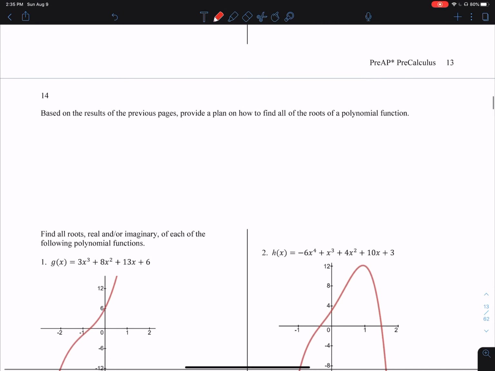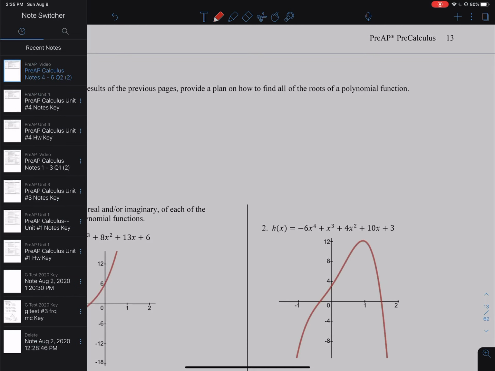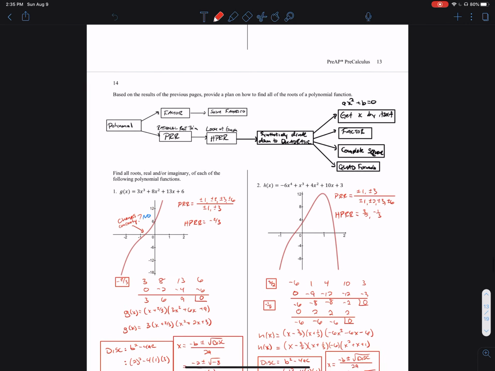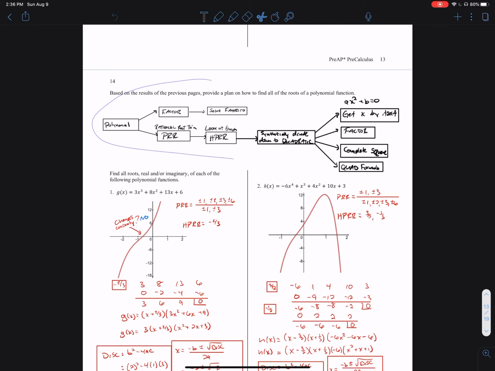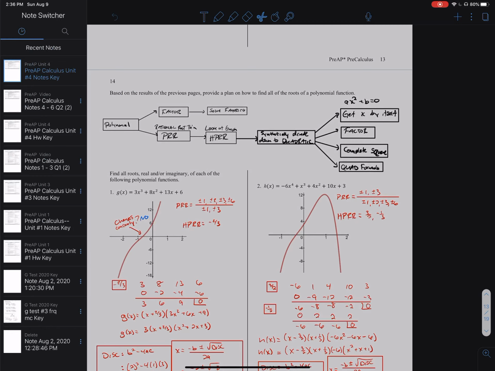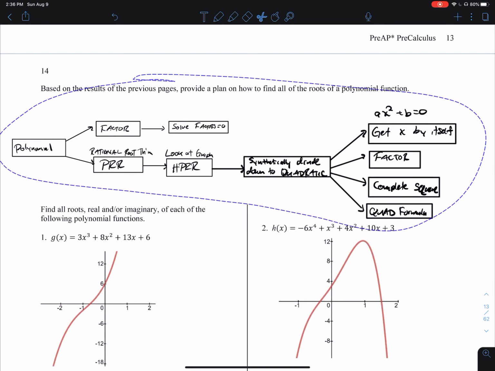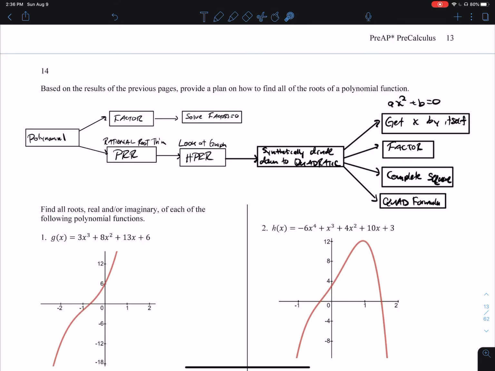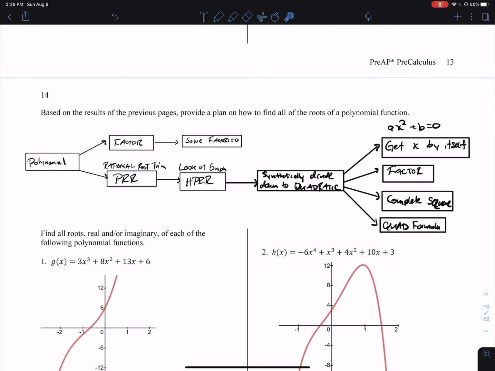All right, on the flip side, based on your results from the previous pages, provide a plan on how you would find all the roots of the polynomial function. Let's see if I can cheat a little bit here. And cheat I will. So let's walk through this. We start with a polynomial, and our first choice is we'd like to factor this. If we can factor it all the way, and then we set each factor equals 0 and solve it, we're finished. If we can't do that, then perhaps we should use the rational root theorem. Find the possible rational roots. If you're given a graph, look at it, find the highly possible rational roots. Use synthetic division to divide down to a quadratic.